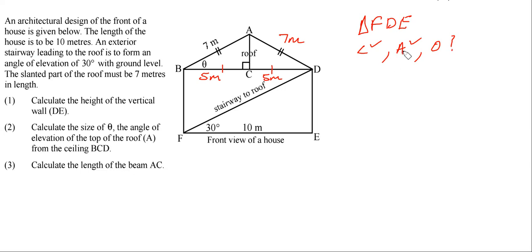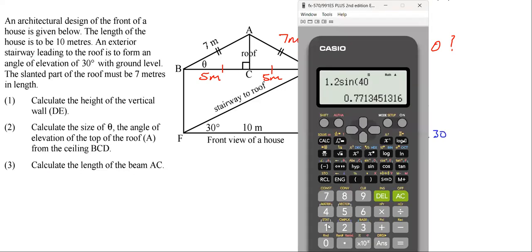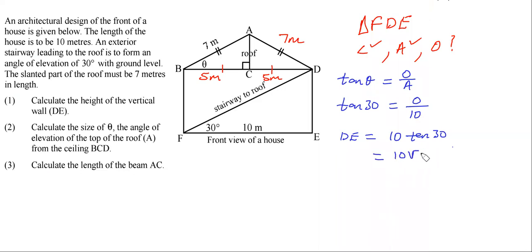So what can we use that involves adjacent and opposite? That will be tan. So we'll say tan theta is equal to opposite over adjacent. Now we have the theta, so tan 30 is equal to opposite over adjacent, which is DE over 10. So DE is going to be equal to 10 tan 30. Then we come to our calculator and punch in 10 tan 30. We will find 10 root 3 over 3. That is going to be our final answer there.